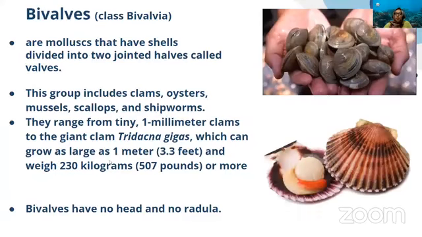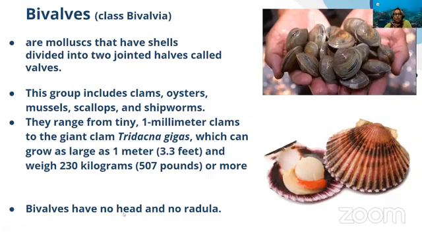The next is about bivalves. The mollusks that have two joined shells are called bivalves. This group includes clams, oysters, mussels, scallops, and shipworms, and they range from tiny 1 millimeter clams to the giant clam, Tridacna gigas, which can grow as large as 1 meter.